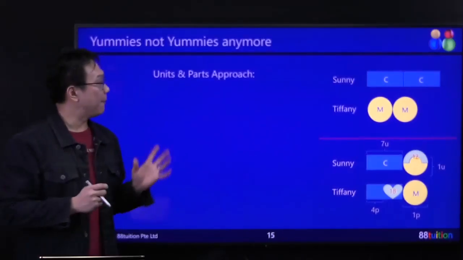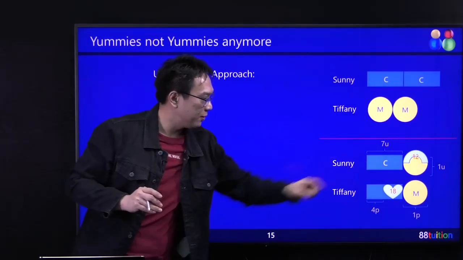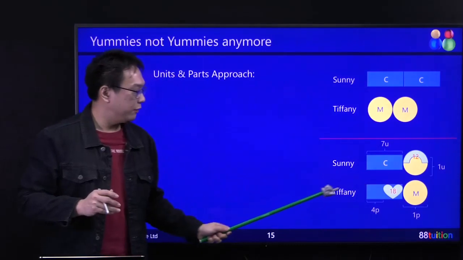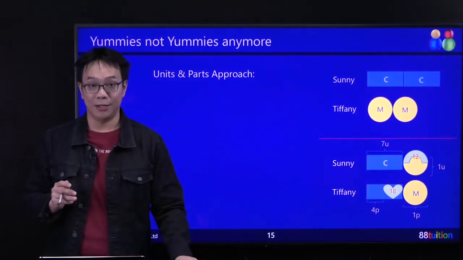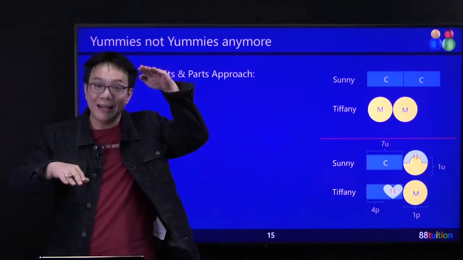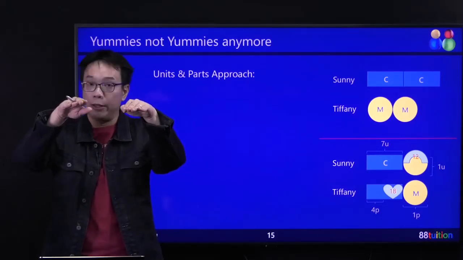So down here, the units and parts approach. Same thing, you know the story. Sunny and Tiffany. Sunny got 1 rectangular block, got 1 circular block, down here, minus 12. Tiffany got 1 rectangular block, down here, minus 18, got 1 circular unit. Is that okay? We know that they are at different levels, so you cannot say that they are at the same level. You cannot just compare.